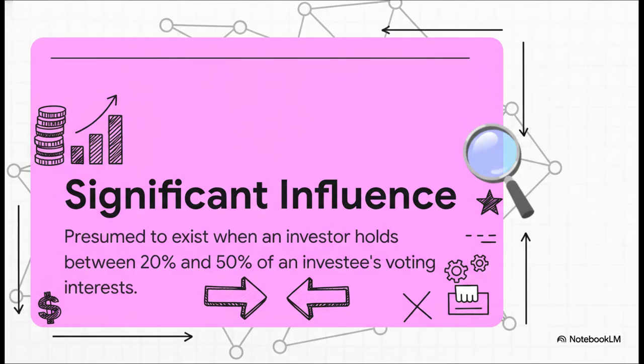So, that's the key term you've got to remember, significant influence. And it gets triggered in that 20 to 50% range. But notice the really important detail here. It's about voting interests. We're talking about common stock, the shares that give you a seat at the table. Any non-voting stock doesn't count towards this calculation at all.